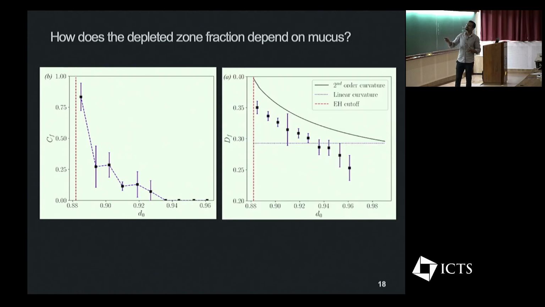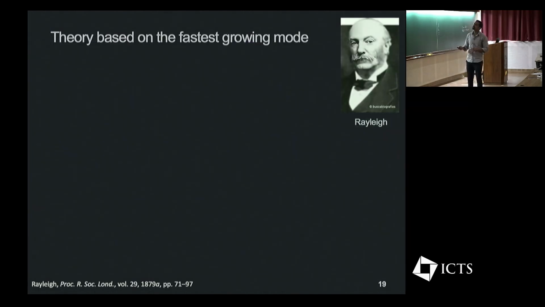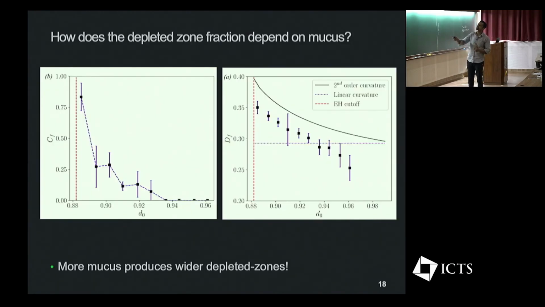And this is the first interesting result. You see that the width of those depleted zones, which are exposed to particles, actually grows as the mucus increases. So when I go from right to left, I'm increasing the amount of mucus. And naively, you would think you would get better coverage. But actually, you have more dry out. We can explain that by a theory. Actually, this curve is the theory.